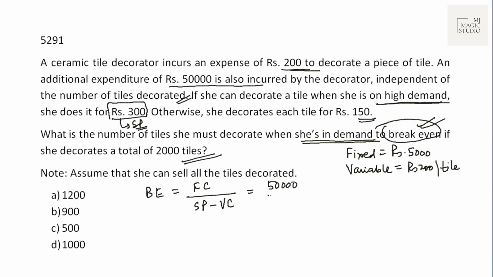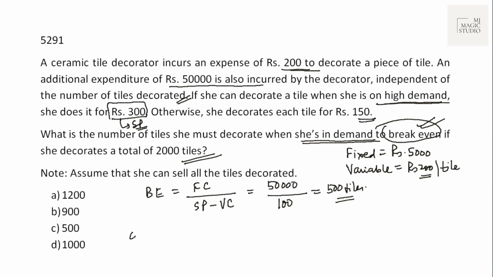Fixed cost is rupees 50,000. Selling price is 300 and variable cost is 200. So 300 minus 200 is 100. So it comes to 500. So she must decorate and sell 500 tiles when she is in demand so that she can break even. There is no profit, no loss.